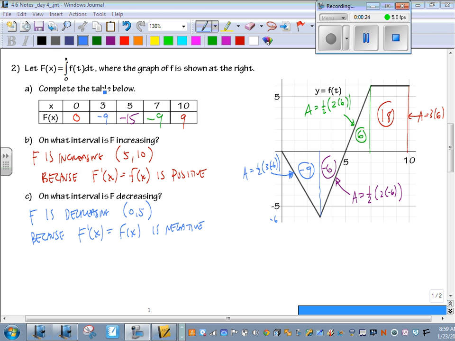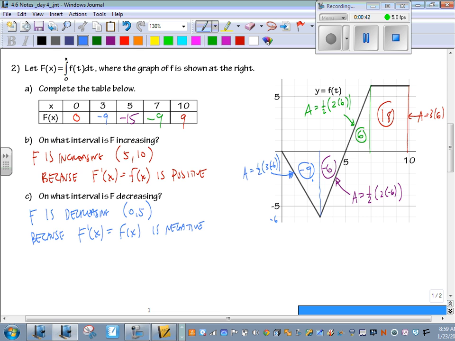F of 3, we're doing a definite integral from 0 to 3. So the area under the curve from 0 to 3, that's represented by the blue here. It's under the curve, so that means the height is negative. We have 1/2 times base is 3 times height is -6, which gives us an area of -9.